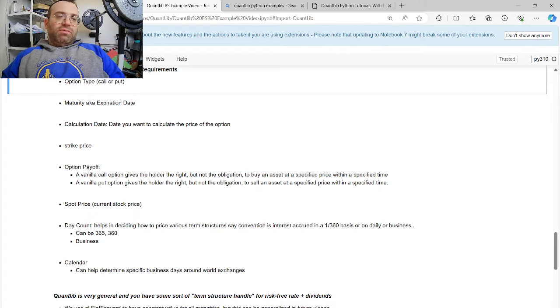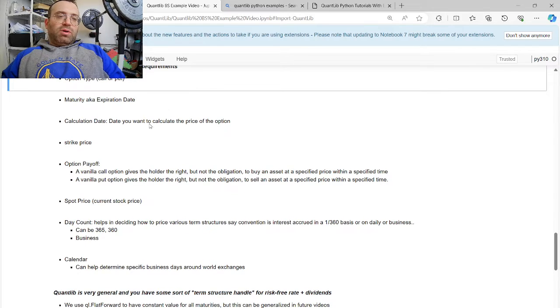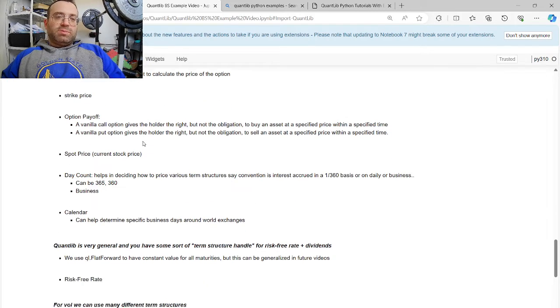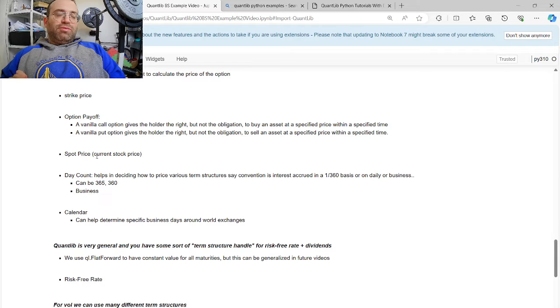Option payoff, as we said, we're talking vanilla usually, which is the right to buy and sell. There are more exotic options with non-vanilla payoffs, but we're only concerned about vanilla. But this library is so general that it allows you to do way more things. Spot price is just the current stock price. And here you'll see that it's so general, you could even have current forward price and a lot of other things, but we're only going to talk about spot price.